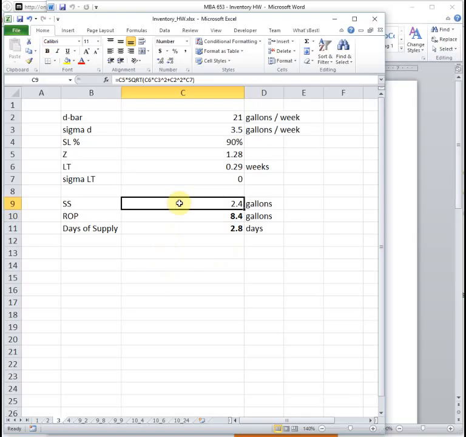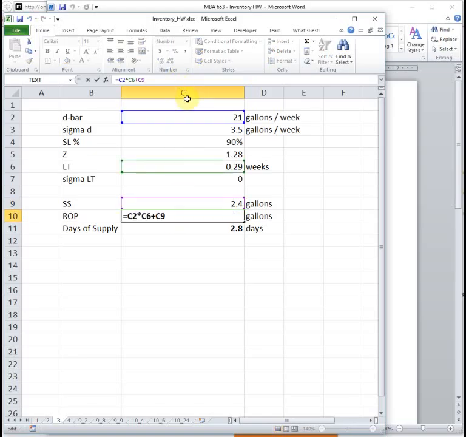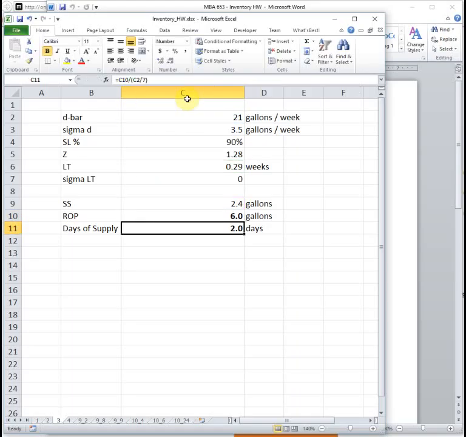So your reorder point is your average demand times average lead time, plus your safety stock. Remember, the 2.4 gallons is the amount of inventory you carry because of uncertainty. We have uncertainty in our demand. And then our reorder point is that number. We start with our average demand times lead time, which is 21 times 0.29. So with no variability, our reorder point would be 6 gallons. But we do have 2.4 gallons of safety stock because of uncertainty.